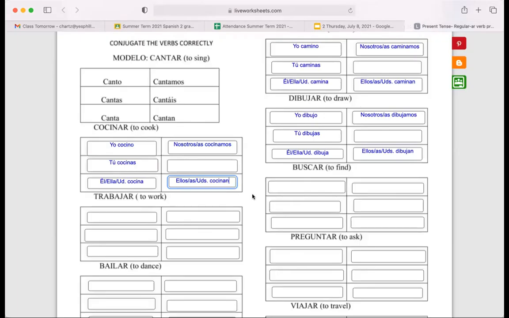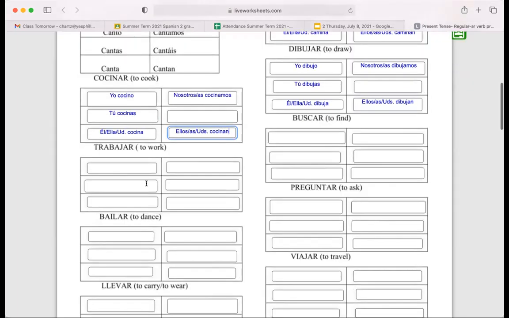Do you want to do a couple more, or do you want me to go over? Can we do a couple more? Yeah, let's do it. So we'll go down to trabajar. We just did that one and the other one, but we'll do it again. Let me add in the pronouns here because I don't know why they didn't put these in to begin with. But this isn't my worksheet, so I don't know.